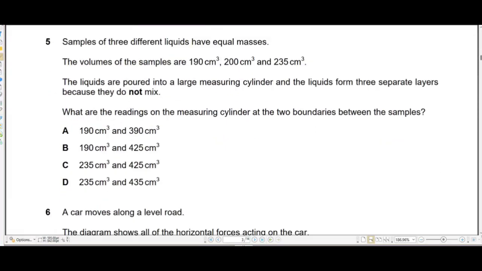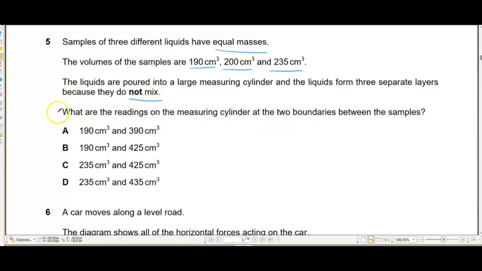Question number 5. Samples of 3 different liquids have equal masses. The volumes of the samples are 190 cubic centimeters, 200 cubic centimeters and 235 cubic centimeters. The liquids are poured into a large measuring cylinder and the liquids form 3 separate layers because they do not mix. What are the readings on the measuring cylinder at the 2 boundaries between the samples?